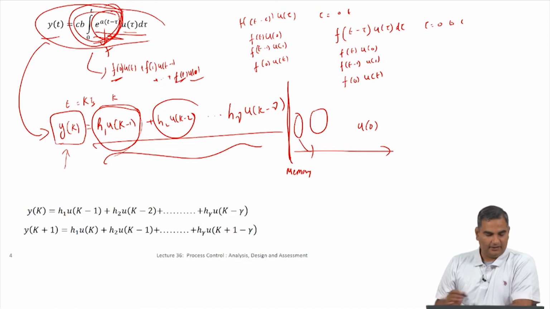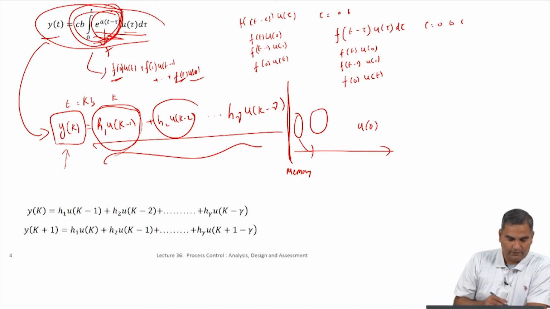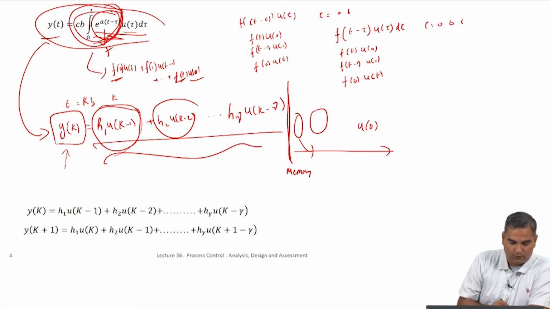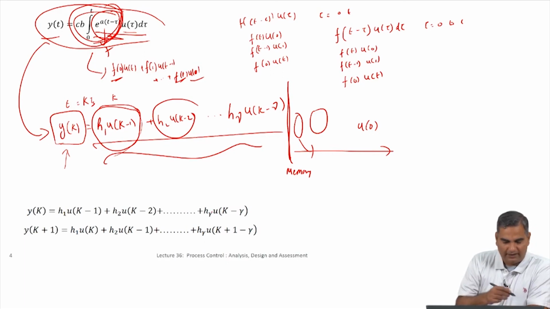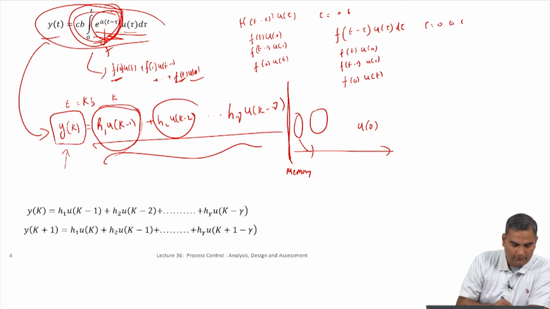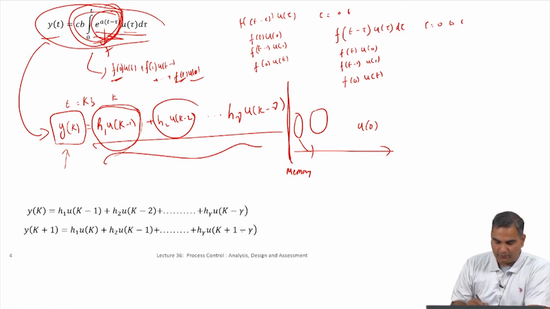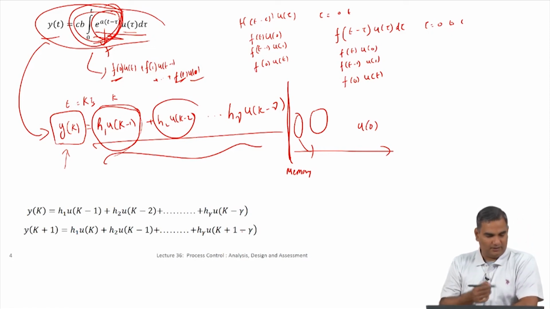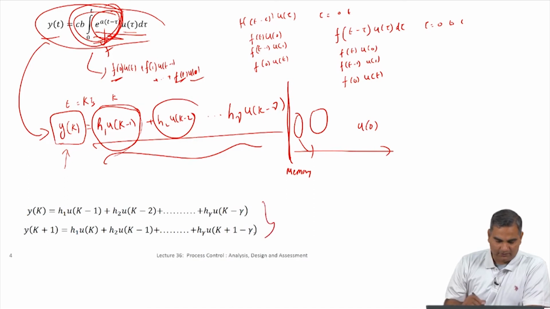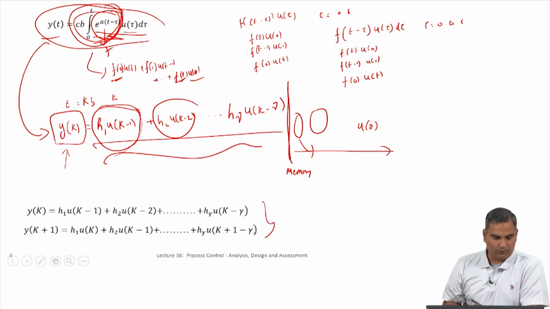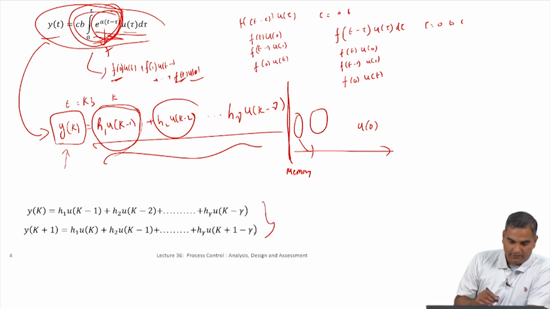The last thing that I want to show is, if I have y of k, then it is h1 u of k minus 1 and so on. k is just a running variable. So, you can change k to k plus 1, in which case here also you have to do k plus 1. So, k plus 1 minus 1 will be k minus 1, and this will be k plus 1 minus gamma. Basically what this says is the same thing. Because k is just a dummy running variable, you do not have to really worry about it. The same ideas work in both the equations.